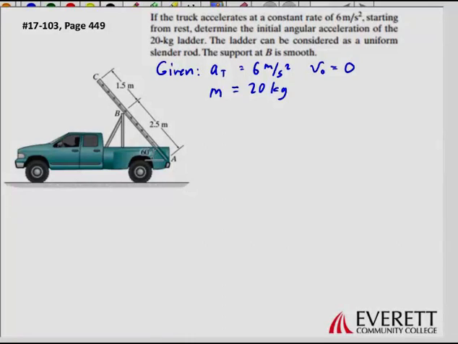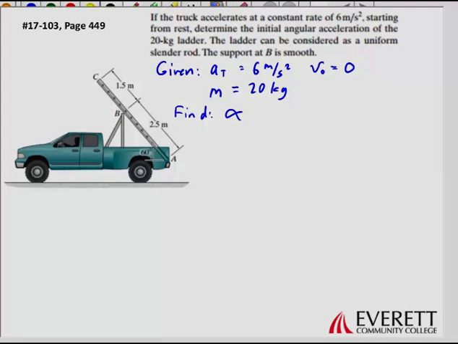That gives us a big hint right there. Because we're going to be dealing with the moment of inertia of this ladder, we're going to have to go to the back cover of the textbook to find the moment of inertia of a slender rod. The support at B is smooth. That's just telling us that B is going to be a normal force. And we're supposed to find the initial angular acceleration of the ladder. And I'll just mark that as alpha because it's the only angular acceleration we're going to have.